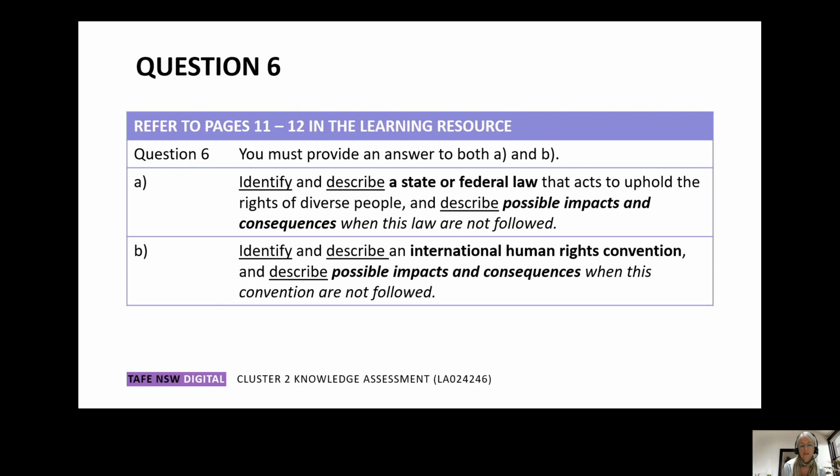Part B is asking you to identify and describe an international human rights convention. Read page 11 and 12 and you will be able to identify an international human rights convention. And then once again, describe the impacts or consequences when the convention's not followed. Okay.